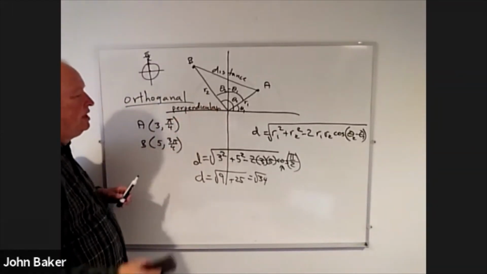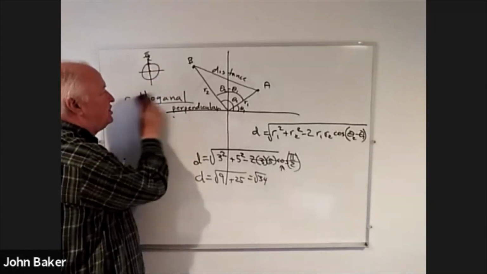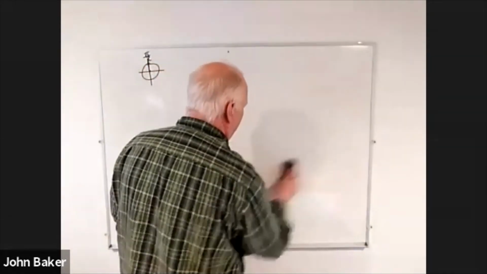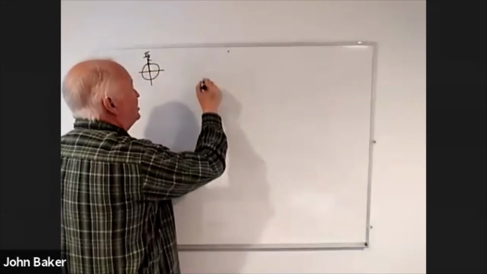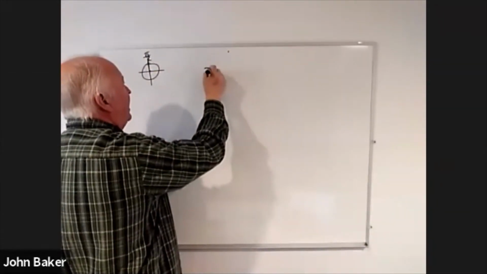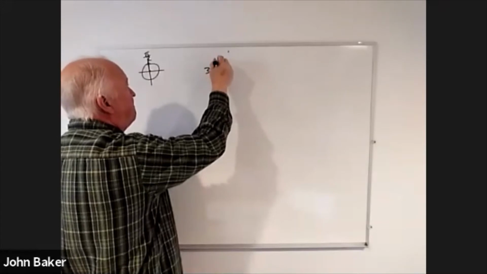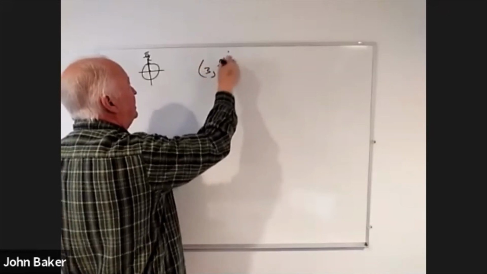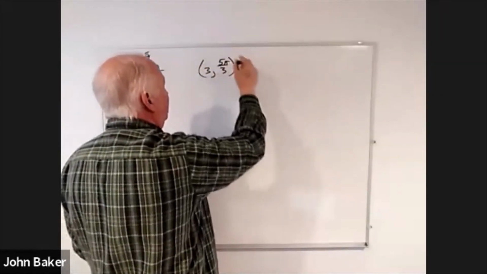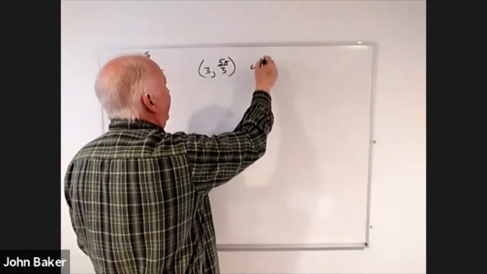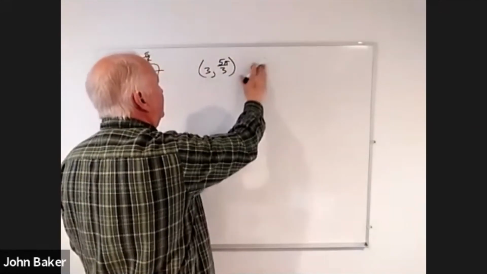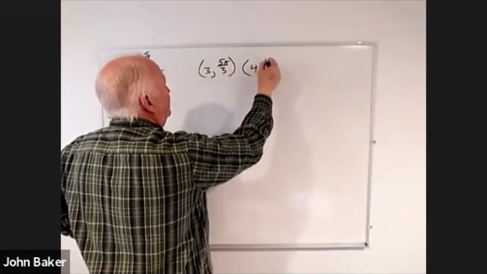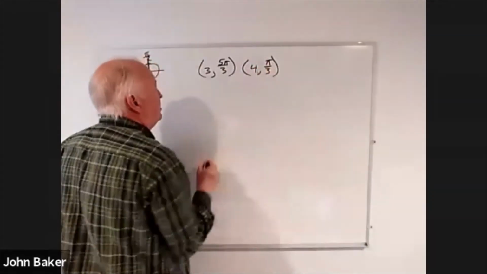Okay. Well, that worked out kind of nice, but let's try one that isn't maybe quite so nice. Let's do 3 at 5 pi over 3 and 4 at 1 pi over 3. What's the distance between those?